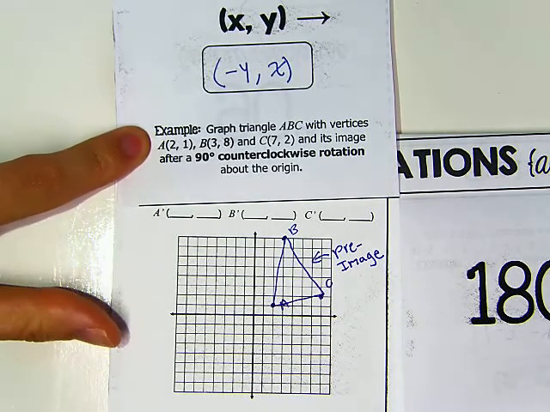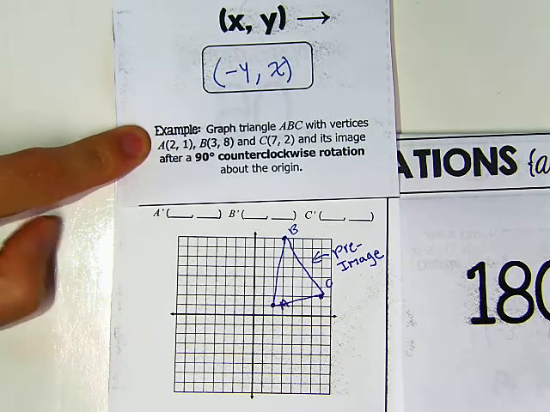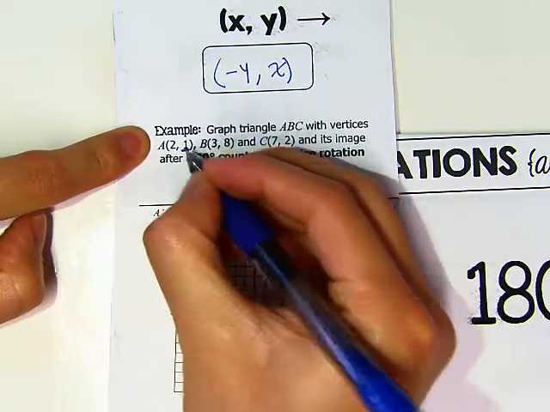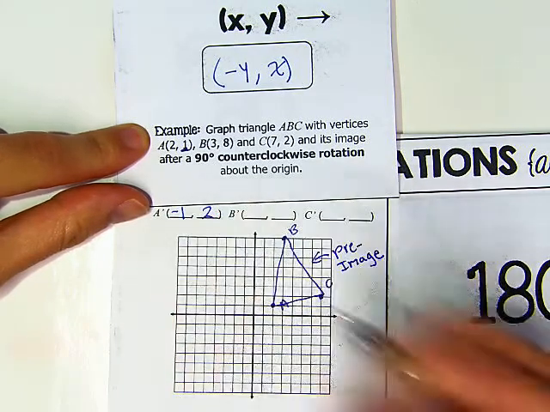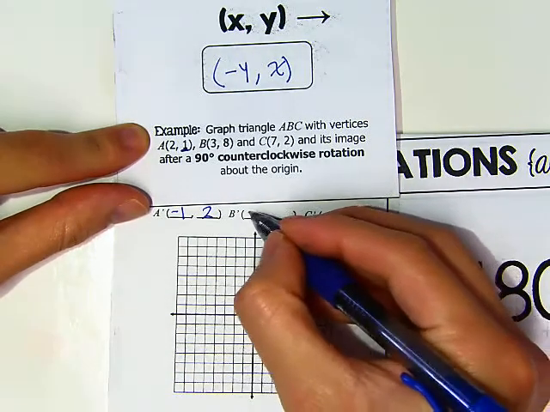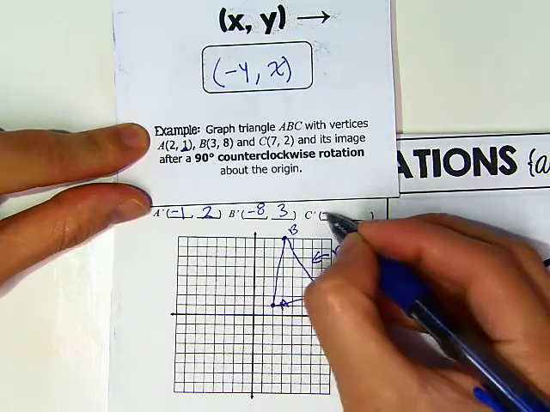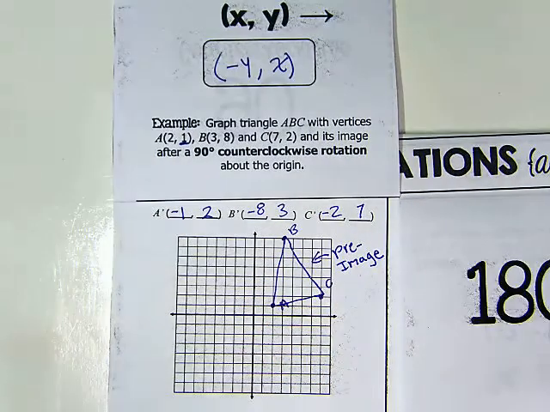So (2, 1) is going to become (1, 2), but what was originally our y value changes order, changes sign, so it's going to become (-1, 2). Then we're going to get (-8, 3) and (-2, 7). So let's go ahead and graph.